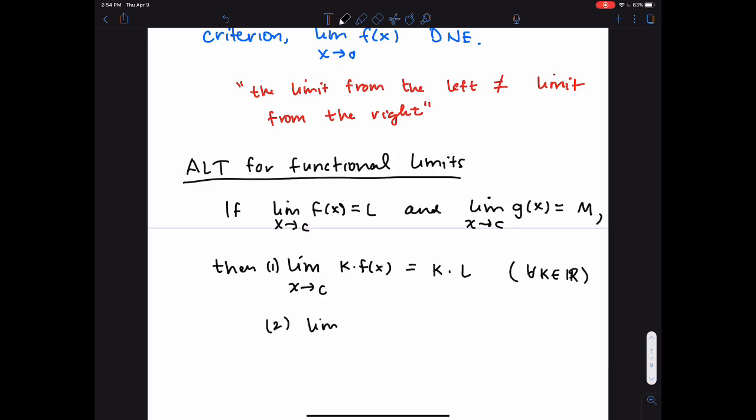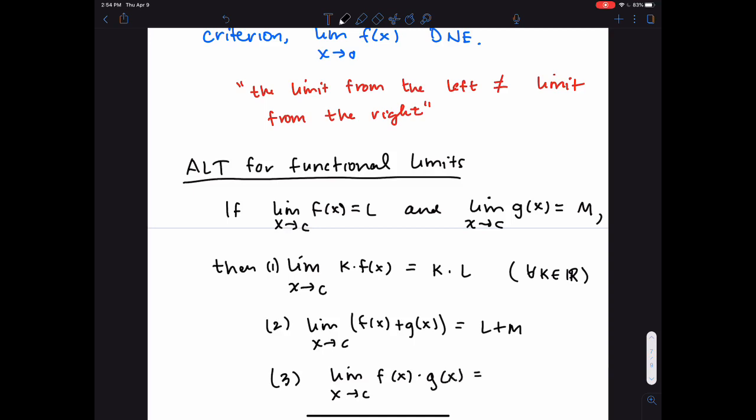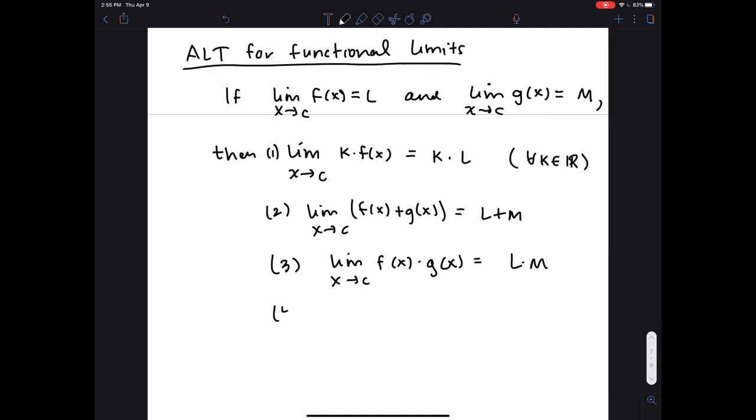Then if I look at the limit of the sum of the functions, that's just going to be the sum of the limits. We also have products. That should just be the product of the limits. And finally, if I do a quotient, it should be the quotient of the limits, provided that M is not 0.